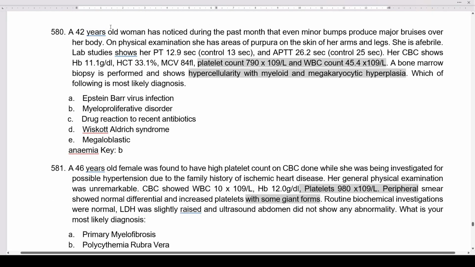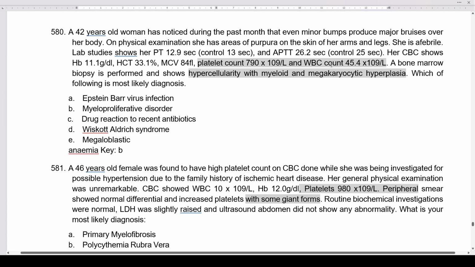Next is a 42-year-old woman who has noticed during the past month that even minor bumps produce major bruises over her body. On physical examination, she has areas of purpura on the skin of her arms and legs. She is afebrile. Lab studies show PT of 12, APTT 26, normal. CBC: Hb 11, hematocrit 33, MCV 84, platelet count 790. So the platelet count is raised, and the WBC count is also raised, 45. A bone marrow biopsy is performed and shows hypercellularity with myeloid and megakaryocytic hyperplasia. Which one of the following is the most likely diagnosis?